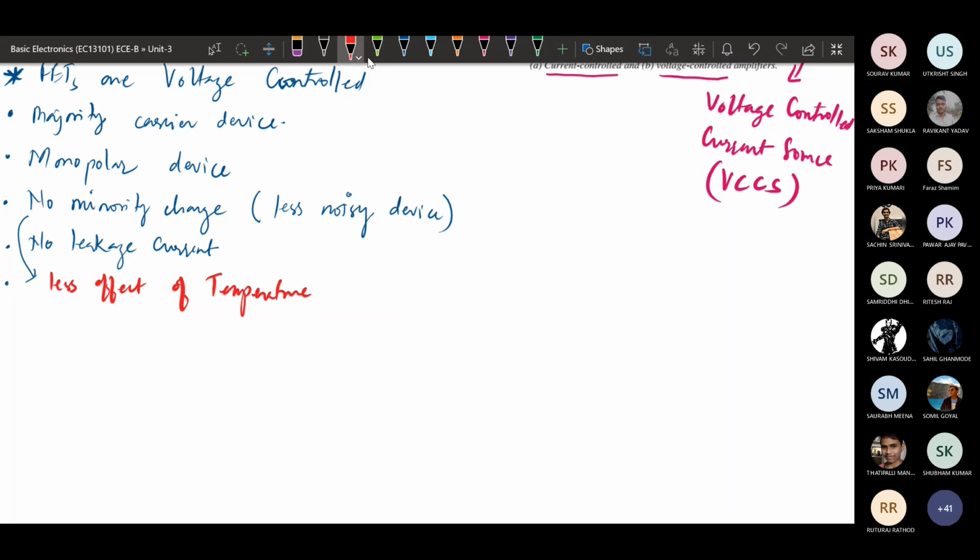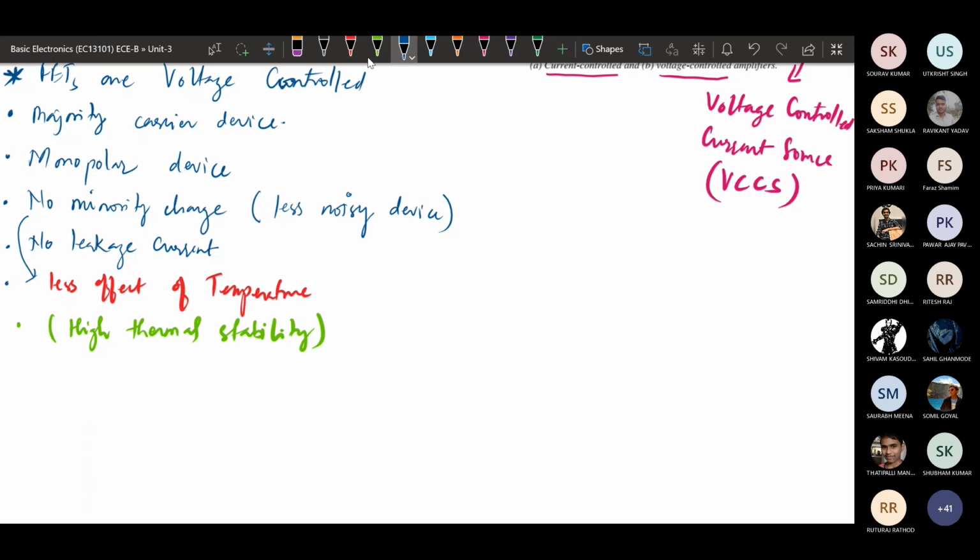If there is very little effect of temperature, that means it will have high thermal stability. So thermal stability in terms of FETs will be very high.